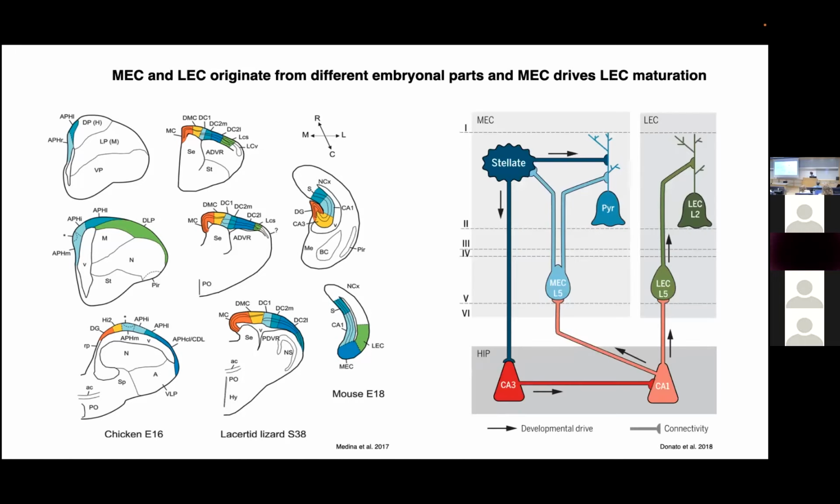What has been shown also, in 2018, by Flavio Donato in a really nice paper in Science, is that the medial entorhinal cortex is actually driving the maturation of the lateral entorhinal cortex. And it's quite interesting to see that something more similar to the hippocampal formation leads to the maturation of a neighboring, more neocortical structure, which ends up being quite similar.